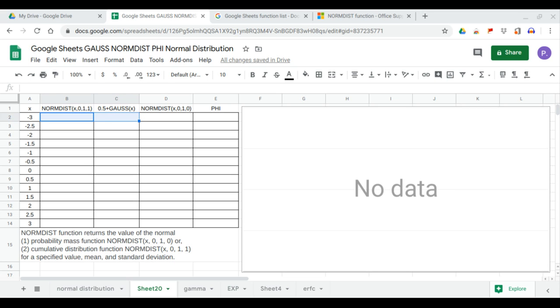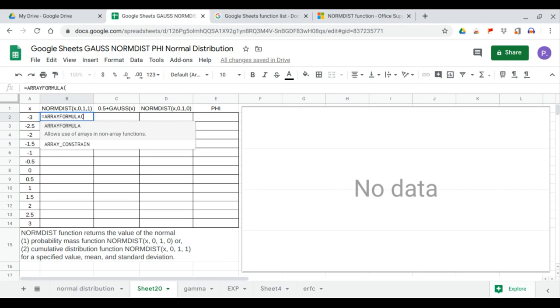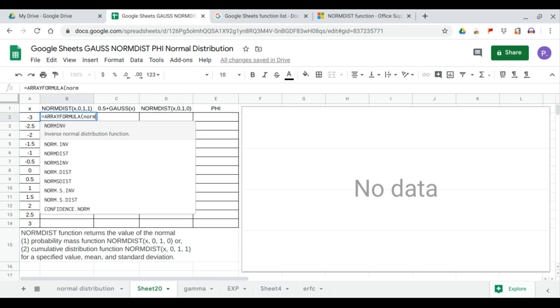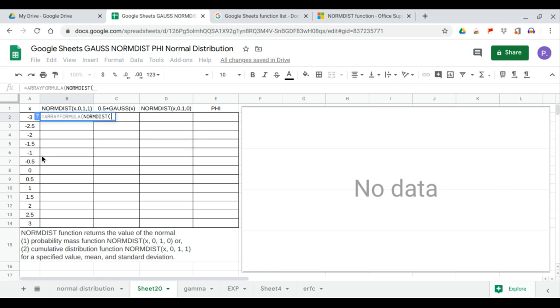Hello, in this video we will show the difference between cumulative distribution function and probability mass function. We begin with the dataset for the cumulative distribution function, which is array formula, NORM.DIST of the x values, where the mean is 0, and the first standard deviation, and because this is cumulative, we choose 1 for cumulative distribution function.